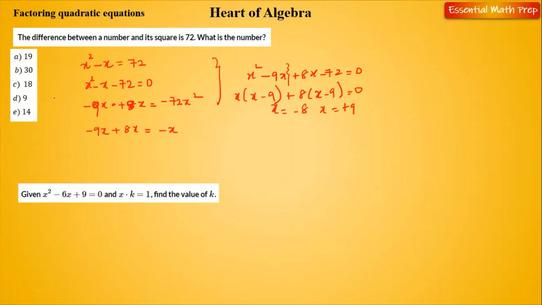Well, negative 8 is not given as an answer choice. Had it been given, then obviously 9 wouldn't have been given. But because negative 8 is not given and plus 9 is given, plus 9 is the answer choice.